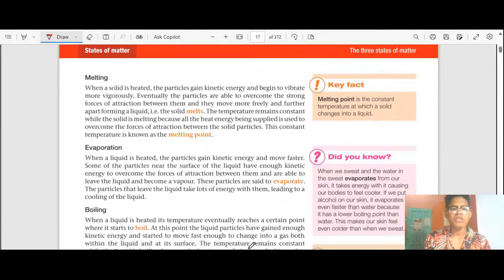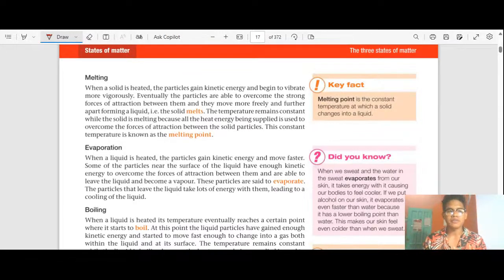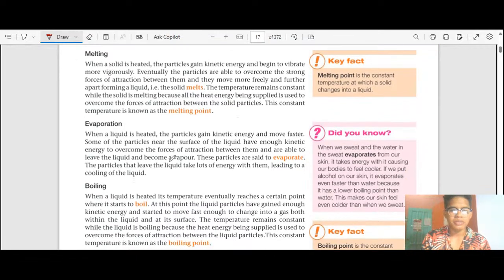Evaporation. When a liquid is heated, the particles gain kinetic energy and move faster. Some of the particles near the surface of the liquid have enough kinetic energy to overcome the force of attraction between them and are able to leave the liquid and become a vapor. These particles are said to evaporate. The particles that leave the liquid take lots of energy with them, leading to a cooling of the liquid. And then boiling. Boiling is very much self-explanatory. It's not difficult.